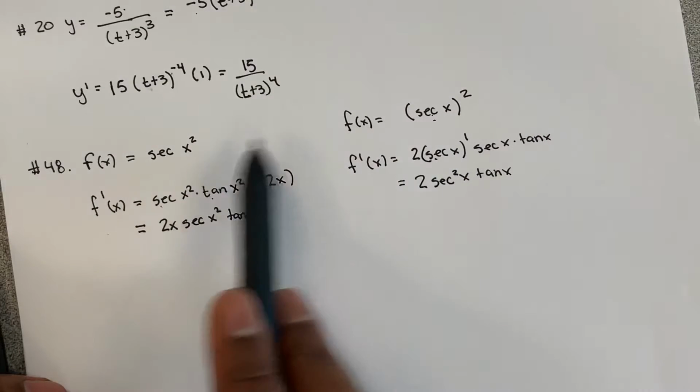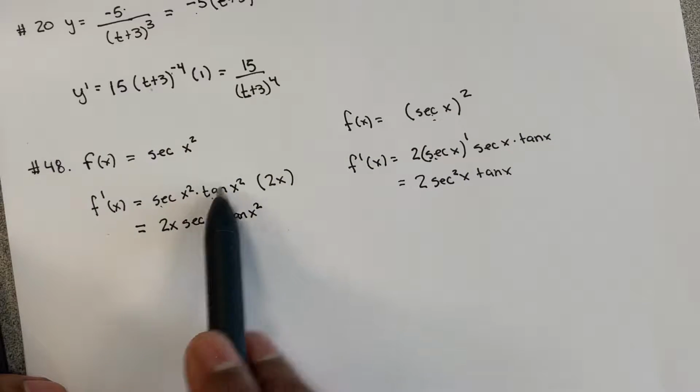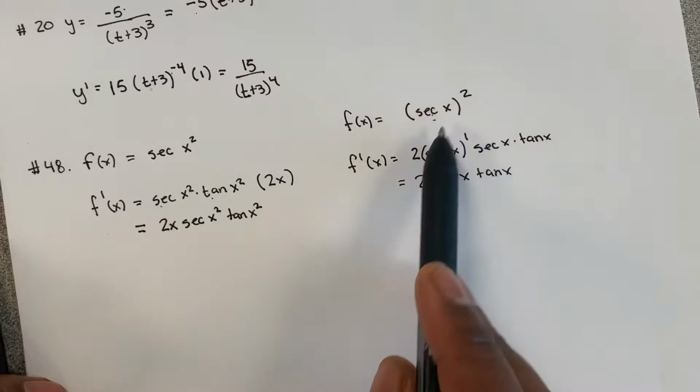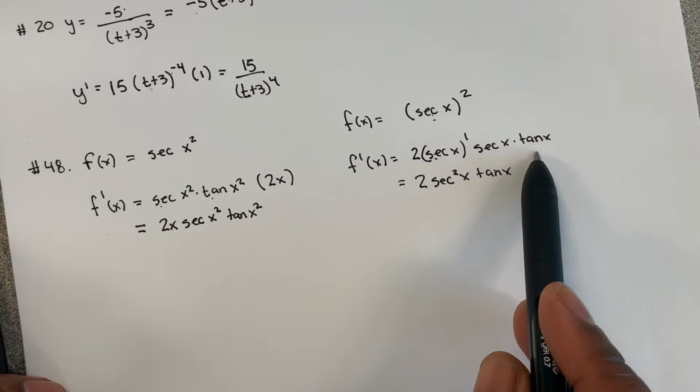Again, note the difference between these two. Here, the x is squared. We ended up with 1 secant and 1 tangent. Here, the secant was squared. We ended up with the secant that we started with multiplied by its derivative.